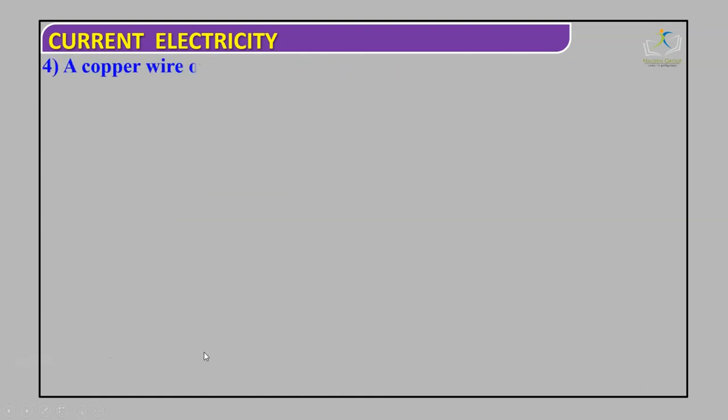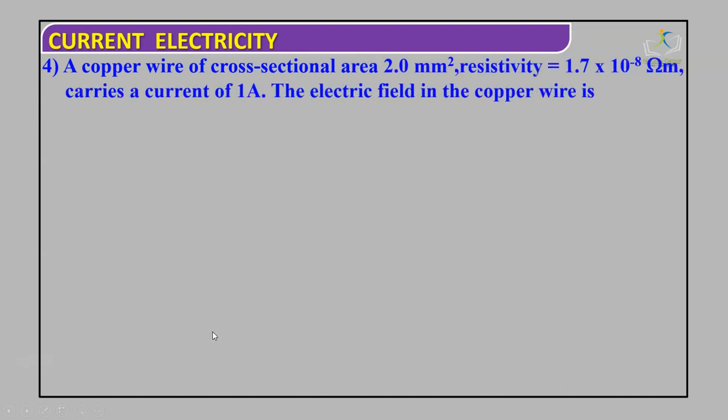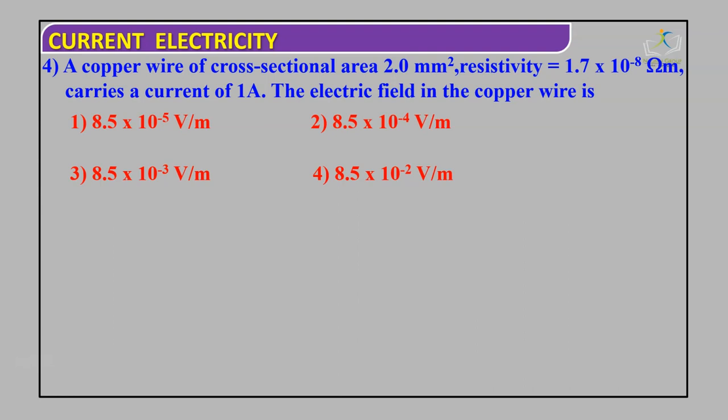Moving ahead with the next question: a copper wire of cross-sectional area 2 mm², resistivity equal to 1.7 × 10^-8 ohm meter, carries a current of 1 ampere. The electric field in the copper wire is 8.5 × 10^-5 volt per meter, 8.5 × 10^-4 volt per meter, 8.5 × 10^-3 volt per meter, or 8.5 × 10^-2 volt per meter. Now, moving ahead with the solution part.